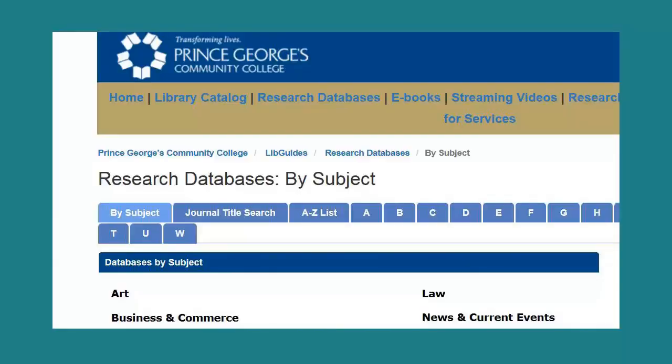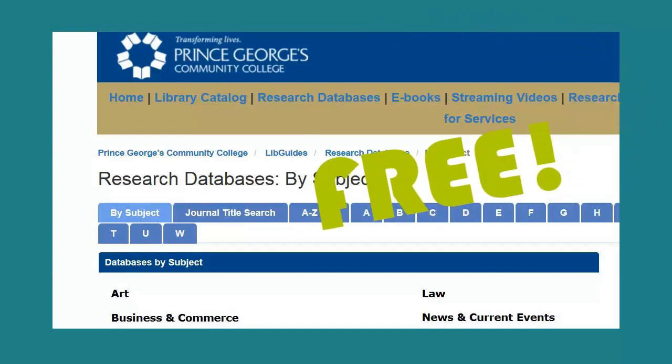Remember that Prince George's Community College library databases have been vetted by teaching and library faculty to ensure the content meets the curriculum plan of the college. If you are using articles from a Prince George's Community College library database, you will never have to pay for access to the article.